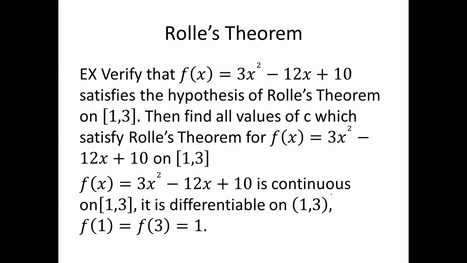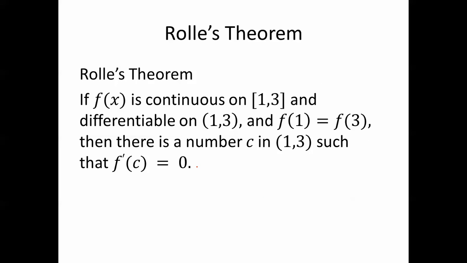So let's verify these. First, this function is continuous on the interval from 1 to 3 because it's a polynomial. Polynomials are continuous everywhere. They're not going to have any breaks or jumps. It's differentiable on the interval from 1 to 3 because, again, it's a polynomial. Polynomials are differentiable everywhere. And it turns out that f of 1 equals f of 3 equals 1. If you plug 3 and 1 into this equation, you'll find that that's the case. So it satisfies the hypothesis of Rolle's theorem.